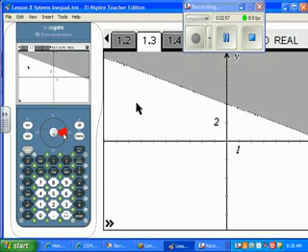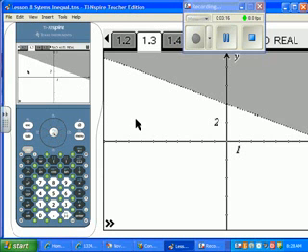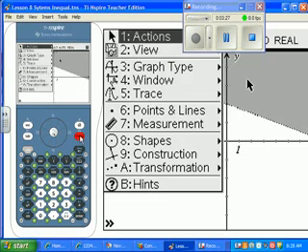Well, if we're looking at it like the map, wouldn't the top part be the United States? You're not looking at it like you would the map. We're just talking about the border. So, go back again and read it. Suppose the inequality can be used to describe a region of the U.S. on the U.S.-Mexican border. Doesn't say. Okay, so let's say the bigger part is the U.S., okay? So we're going to use a text tool. Where do you think I might find a text tool?